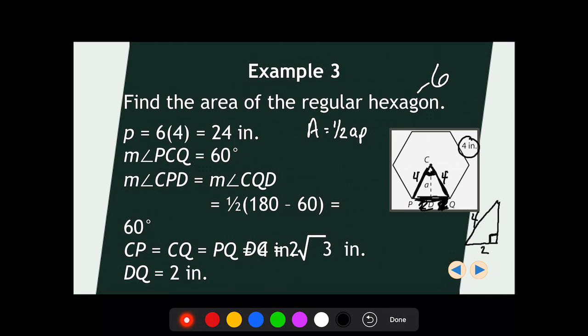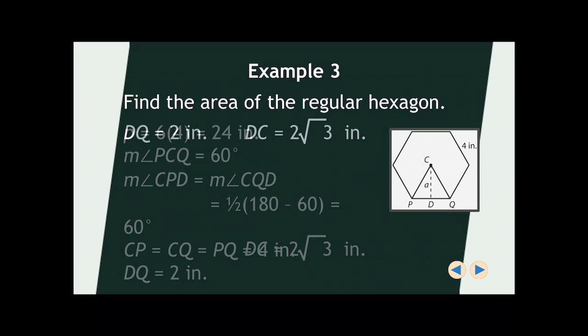So you go ahead and do that, and I'm sorry that the screen's not displaying it properly, but when you do that, you get 2 square roots of 3. So this would be equal to 2 square roots of 3. The reason we need that is because, again, this piece is the apothem. So now I can use that information and plug it into my formula to find the area.